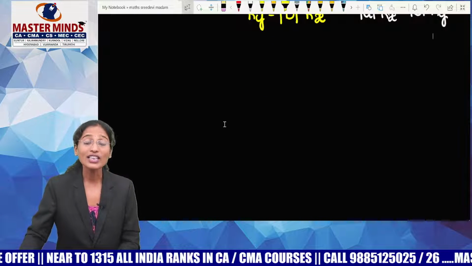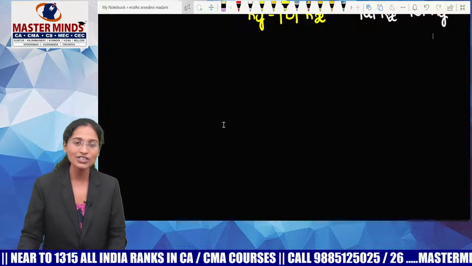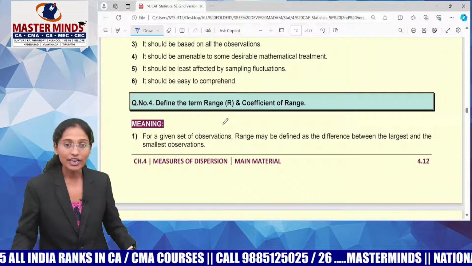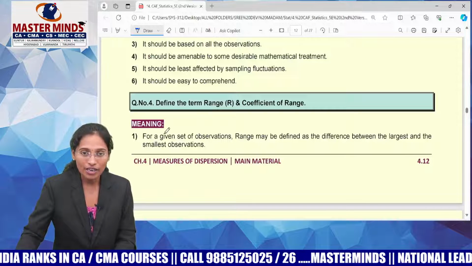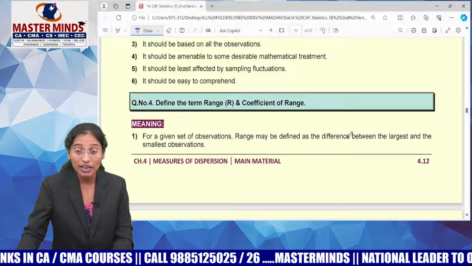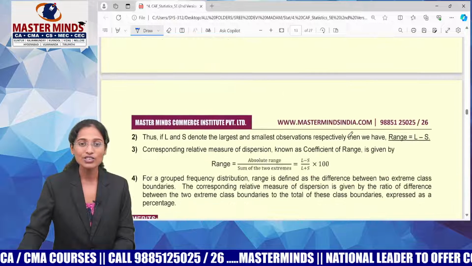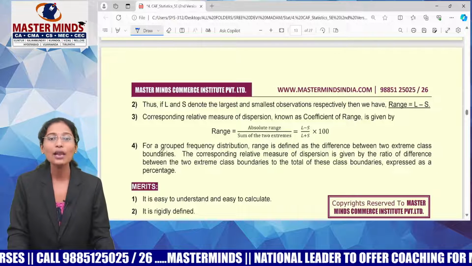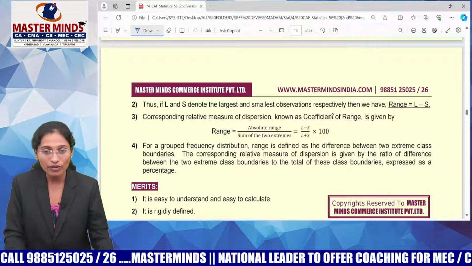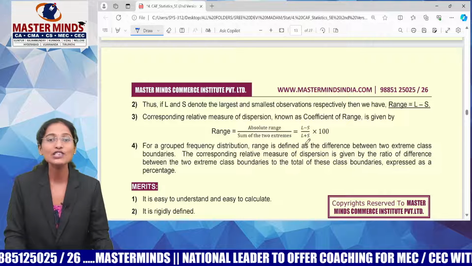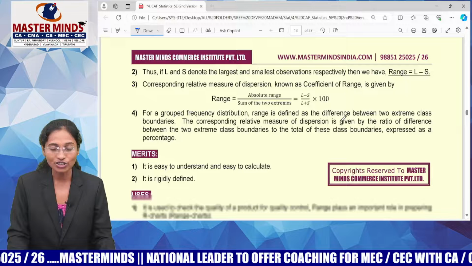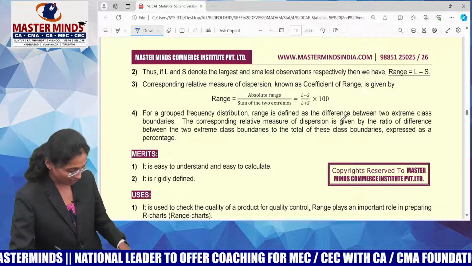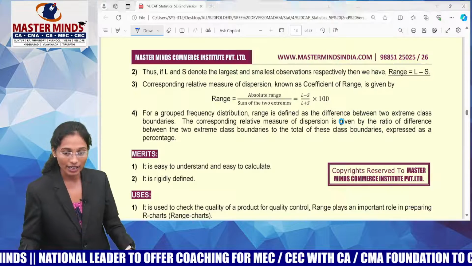So what is the formula for range? L minus S. Now look at your range formula that is there in your textbook. What is the meaning of range? For a given set of observations, range may be defined as the difference between largest and smallest observation. If L is the largest observation and S is the smallest observation, range equals L minus S. And the corresponding relative measure of dispersion is L minus S by L plus S, which is also called the coefficient of range. Now I'll tell you what a range is when it comes to a discrete series and a continuous series. Let's get into the MCQ part.